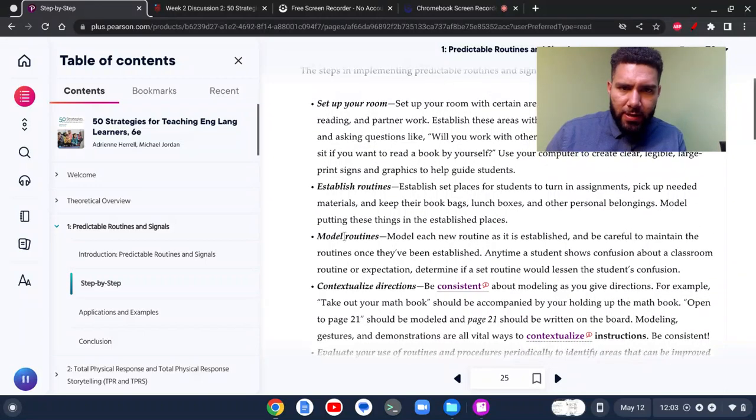Model routines is another component for predictable routines. It says model each new routine as it is established. So there's not that many routines that I use. Again, it's the same every day. So I usually start with a morning meeting and go straight into an intervention block, and then the main block that we have for my class. So it's usually going to be a little bit of writing, math, and a little bit of ELA.